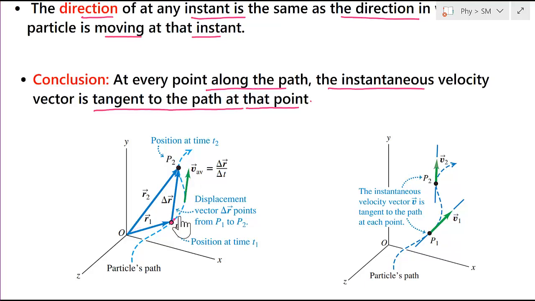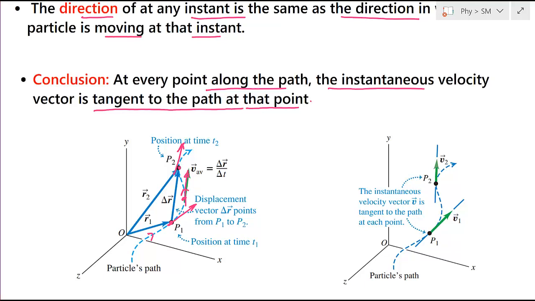So if this is the path along which the object is moving, and you want to find the direction at point P1, you have to simply make a tangent. At point P2, what is the direction? You have to simply make a tangent. At any other point, you have to simply make a tangent. So the tangent to the path will give the direction of instantaneous velocity. Why is this so? Because point P2 and point P1 are coinciding. As they are coinciding, the direction of velocity is simply the tangent to the trajectory, the tangent to the path is the direction of instantaneous velocity.